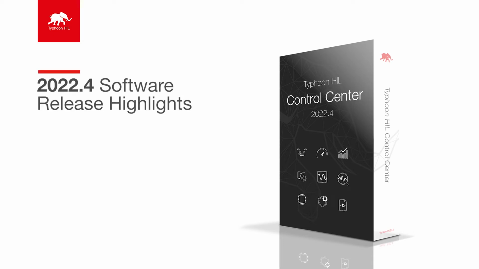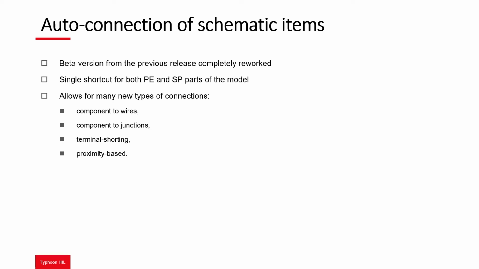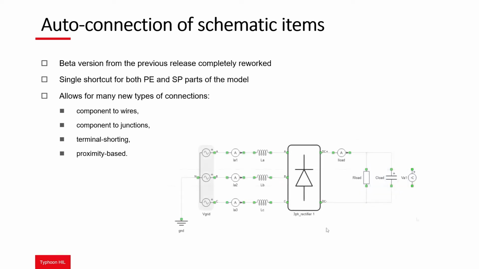Hello and welcome. In this video, we will look at auto connection of schematic items, which is a new feature available with the 2022.4 release of Typhoon Hill Control Center. This feature was available in its beta version in the 2022.3 release of Typhoon Hill Control Center. Now, it is completely reworked and allows for many new types of connections, such as component to component, component to wire, terminal shorting, as well as a proximity-based connection mode.